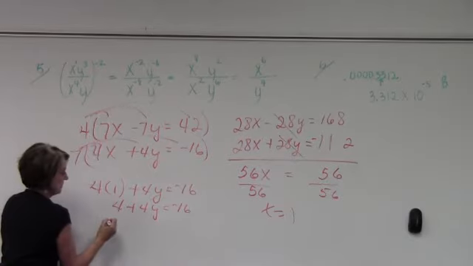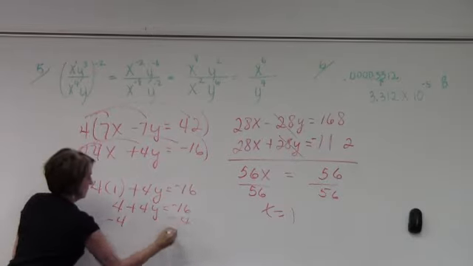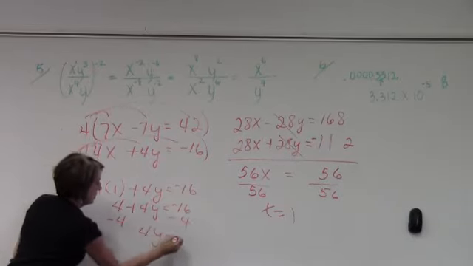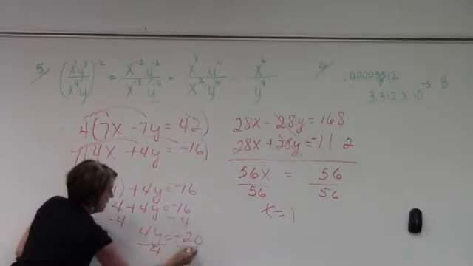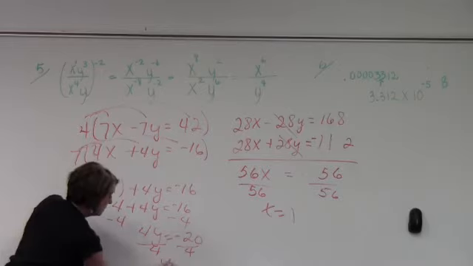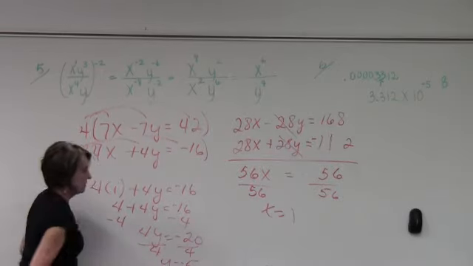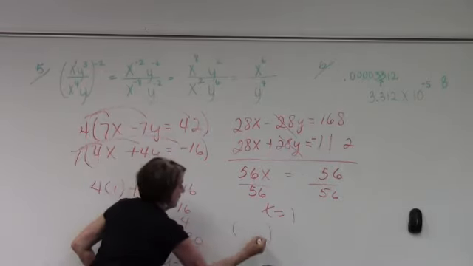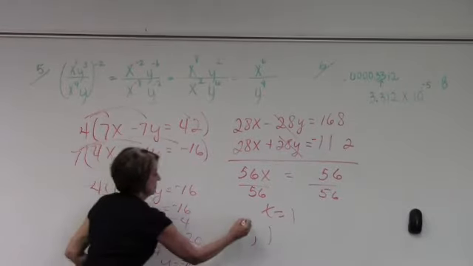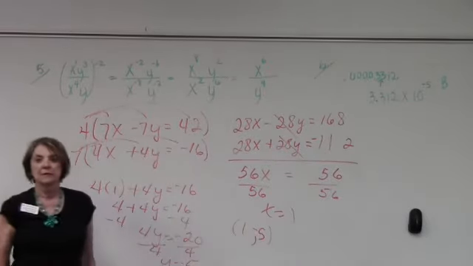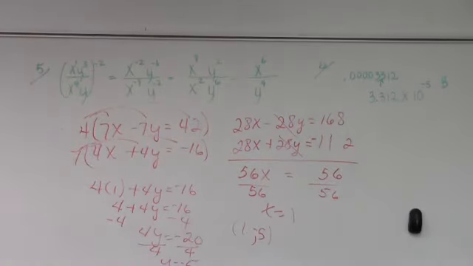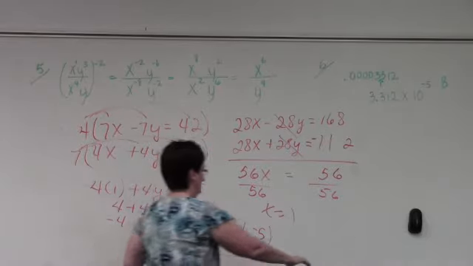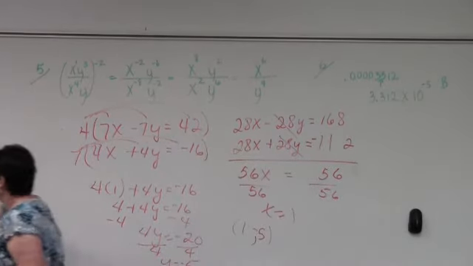Already next? 4y equals... divide by 4 and y is negative. So my answer is the ordered pair. Is that fast enough? We apologize for having to go fast, but we only have an hour, and as you see, we're not going to be able to cover the whole thing.